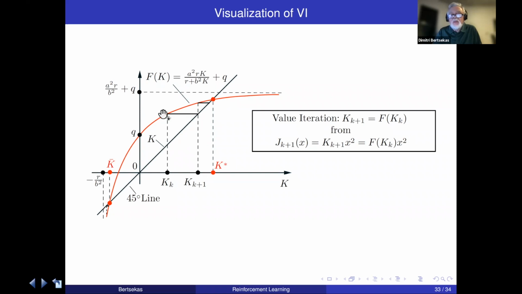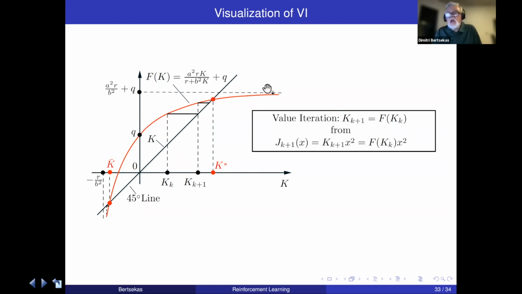And this is Kk plus 1. Kk plus 1 is this level. This is the 45-degree line. So this is Kk plus 1. Now we go up again. We calculate F of Kk plus 1. And Kk plus 2 is this, and so on. So value iteration is represented graphically by doing this staircase construction. Starting here, we go here, then here, then here, then here, and so on. And we converge this way to K star.